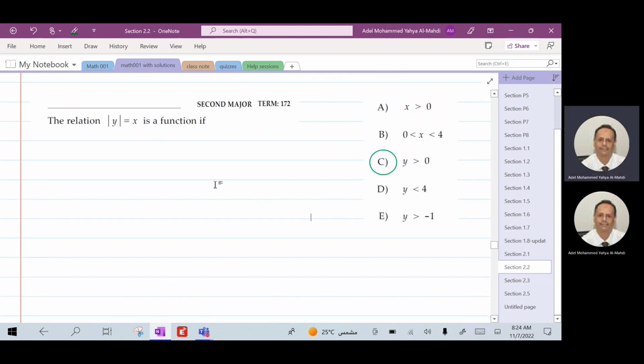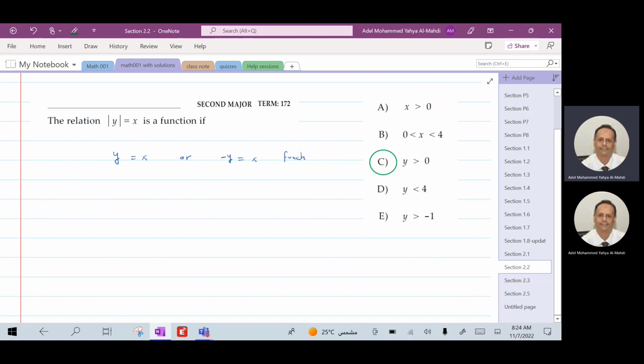So here, this one is a little bit tricky. You know that we have the absolute value of y. The relation |y| = x, is it a function f? We know that |y| = x is not a function for sure, because we have the absolute value of y. But if you take the positive one, y = x, or if you take the negative, -y = x, those are functions.